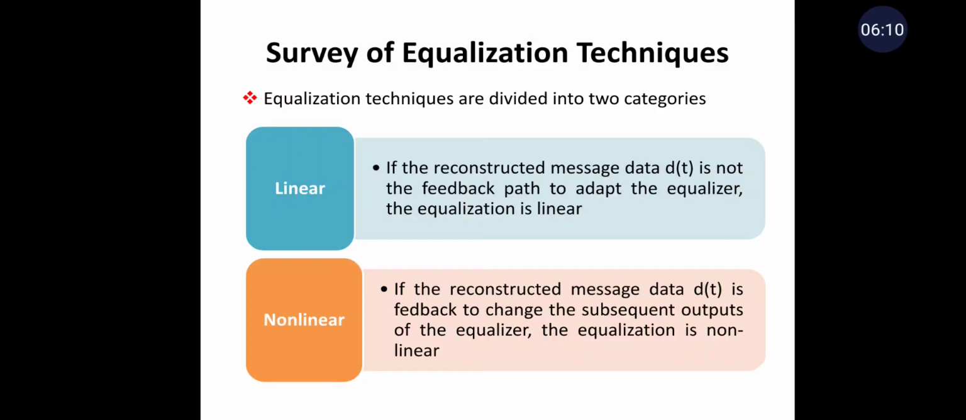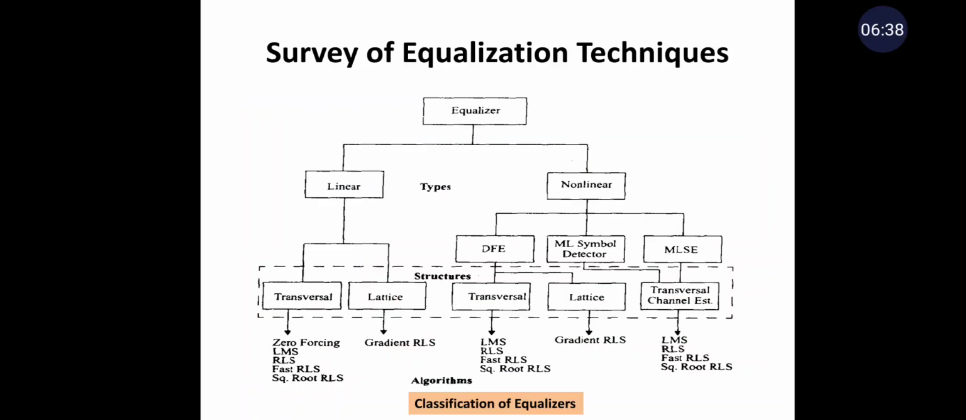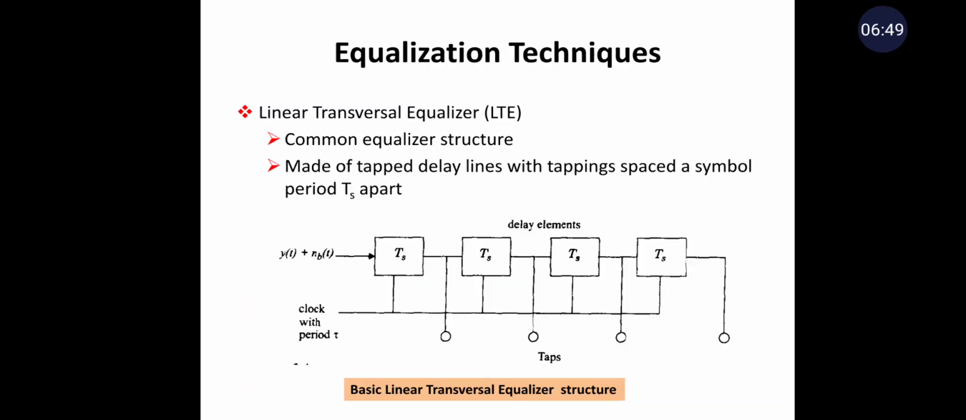And let's see the different types of equalization techniques, that is, a survey of equalization techniques. Equalization techniques are classified into two categories. One is linear and second one is non-linear. If the reconstructed message data, that is d(t), is not fed back to adapt the equalizer, then the equalization is called linear equalization. If there is a feedback path, then it is called non-linear equalization. And these are the several types of equalization techniques. There are linear and non-linear. Under linear we have several types, and under non-linear also we have several types of equalization techniques.